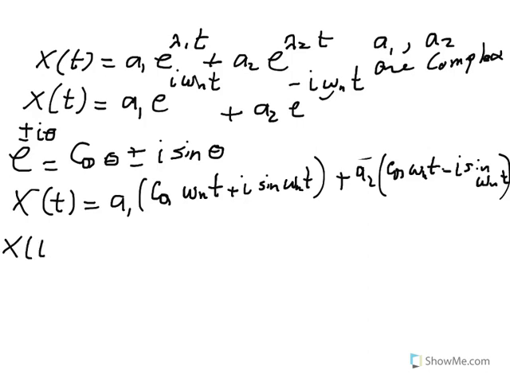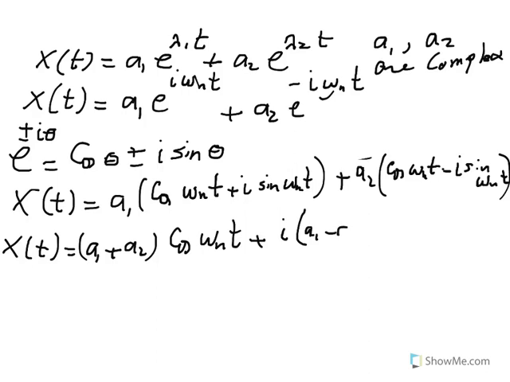Okay, let's simplify this a little bit. You can actually factor cosine omega n t and combine a1 and a2, right? And then do the same thing for sine omega n t. So we have an i, actually a1 minus a2 sine omega n t, right? And now I can tell you that actually a1 plus a2 becomes a real constant. I'm going to call it uppercase A1, and the i times a1 minus a2 becomes also a real constant. I'm going to call it A2.